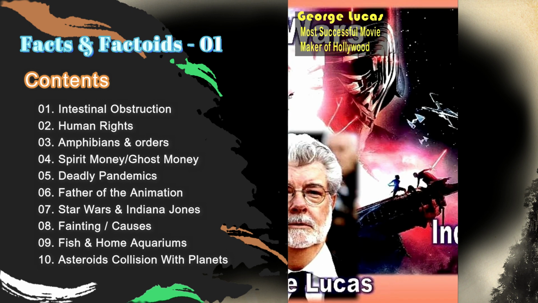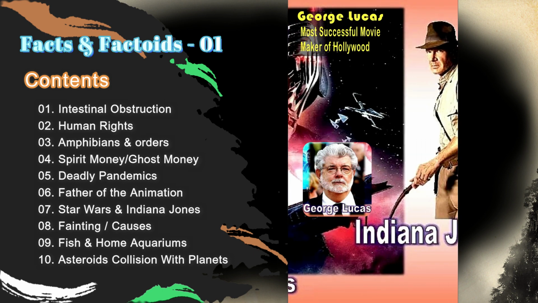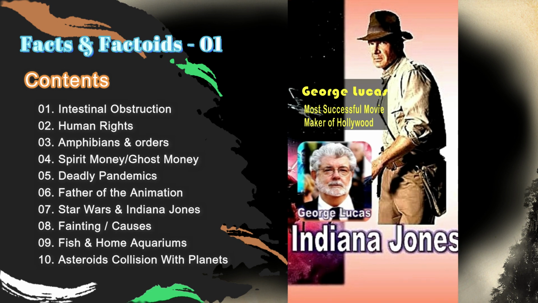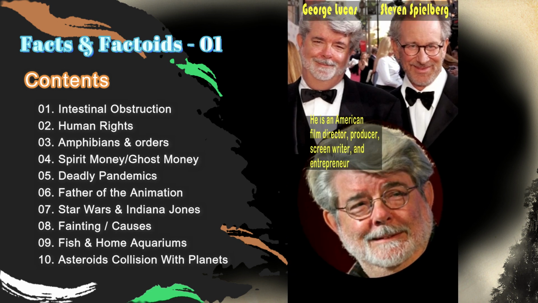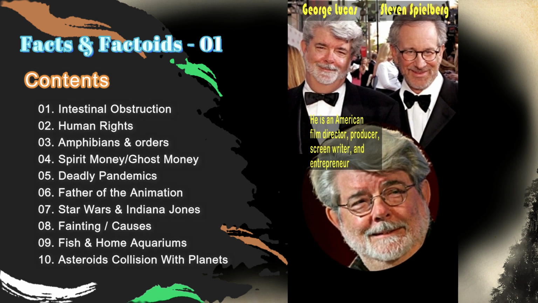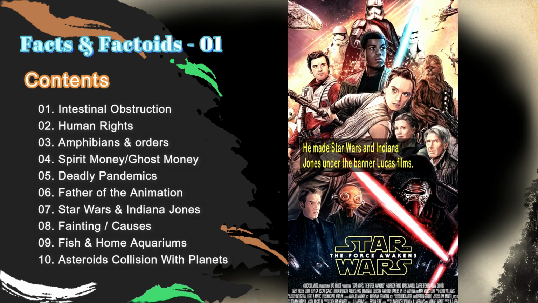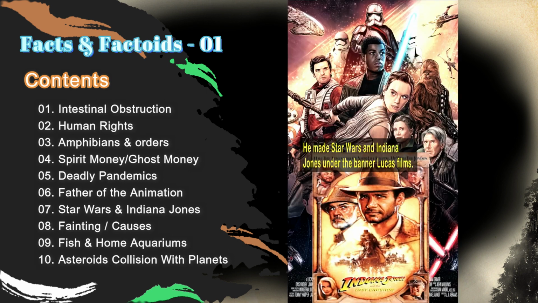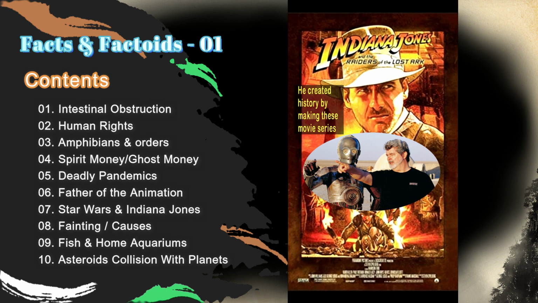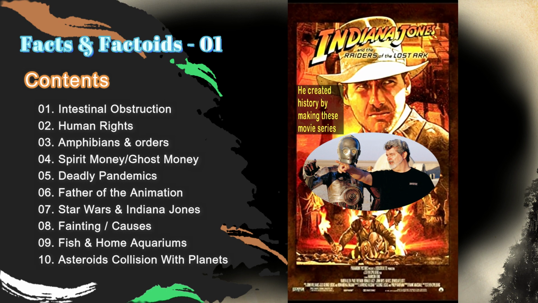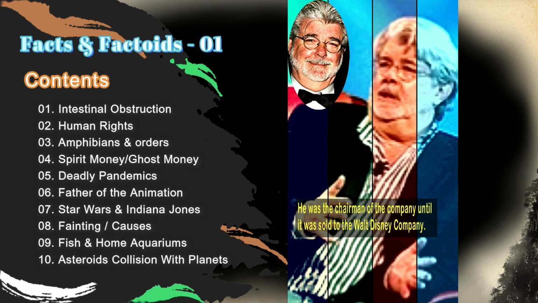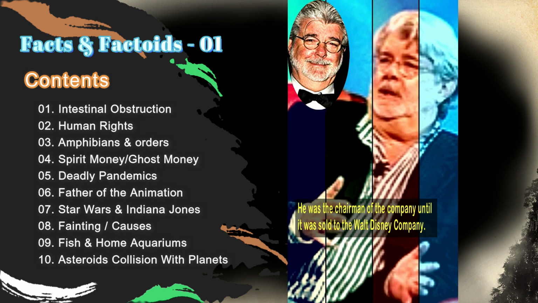George Lucas, most successful movie maker of Hollywood. He is an American film director, producer, screenwriter, and entrepreneur. He made Star Wars and Indiana Jones under the banner Lucasfilm. He created history by making these movie series. He was the chairman of the company until it was sold to the Walt Disney Company.